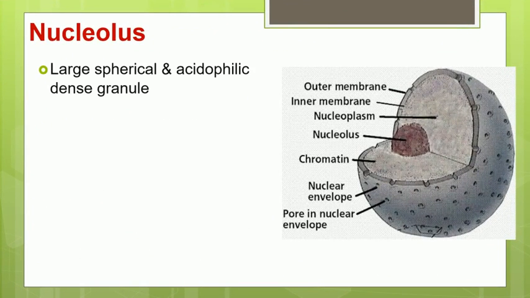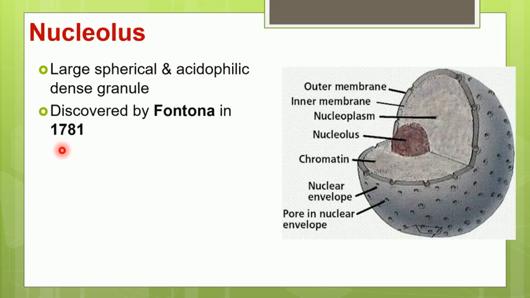Further, this nucleolus, if you see the structure of this nucleolus, it is a large, spherical and acidophilic dense granule-like structure. Okay, so now we have started with the nucleolus. Nucleolus is an oval or granule-like structure present inside the nucleus, and this nucleolus is basically acidophilic, that means acid loving. This nucleolus was discovered by scientist Fontana in the year 1781.